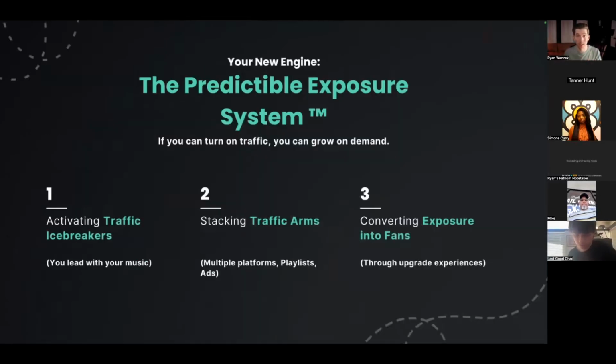This would be what you should screenshot today, just so you know the whole overview. This is the predictable exposure system, because if you can turn on traffic, that means you can grow on demand. Okay. And so what I'm going to show you today is the 3 steps to the predictable exposure system. First, we want to activate what I call traffic icebreakers. Okay. This is when you lead with your music. I believe in growing a music audience with your music, no tricks, no viral hacks that have nothing to do with you.